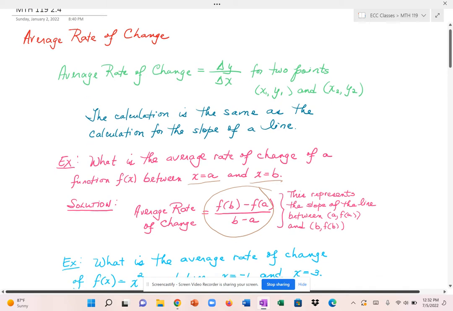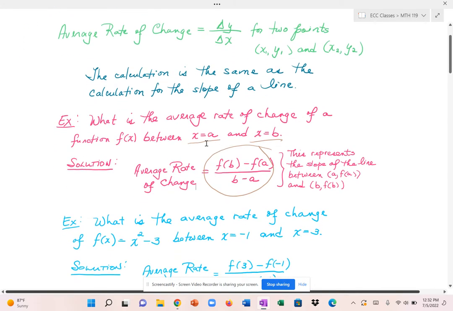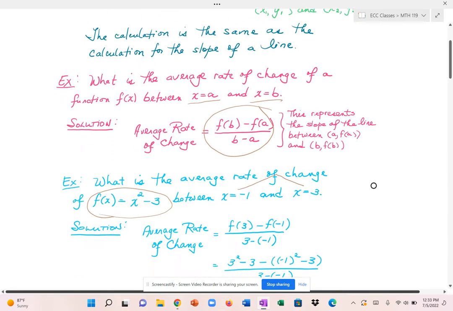Okay, so now let's try an example with numbers. So the problem is to find the average rate of change for f of x equal to x squared minus 3 between the values of x equal to -1 and x equal to 3. So this is a quadratic function, but there are 2 points on the graph of that at -1 and at 3. We need to find what f of -1 is and what f of 3 is, and the difference of those two will be the numerator for the average rate of change, and the denominator is just going to be 3 minus -1. So that's exactly what I need to compute.